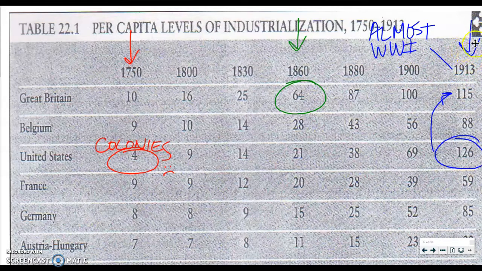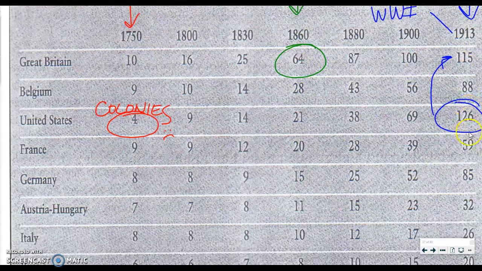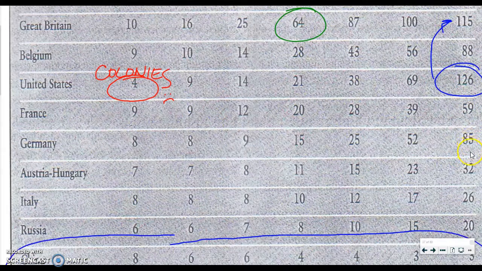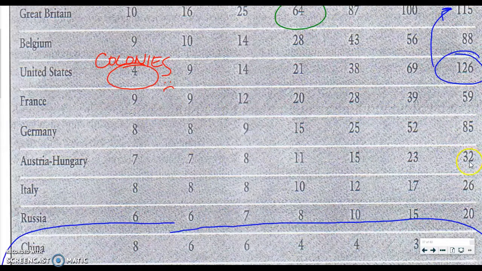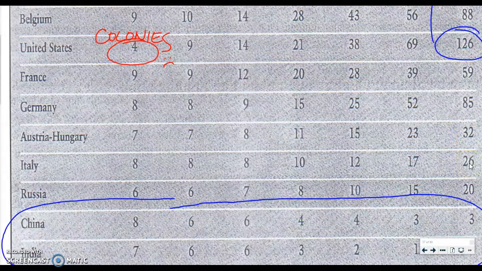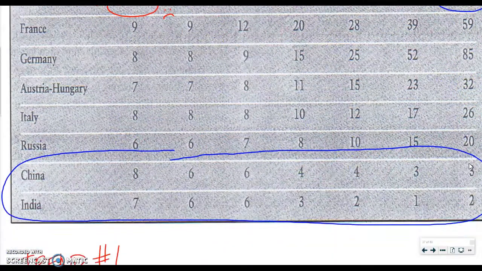This is what we're looking at in terms of levels of industrialization. The British are pretty high up there. We've seen that they've grown even more, 115, Belgium 88, United States 126, France 59, Germany 85, Austria-Hungary 32, Italy 26, Russia 20, and China and India are still the lowest, 3 and 2.